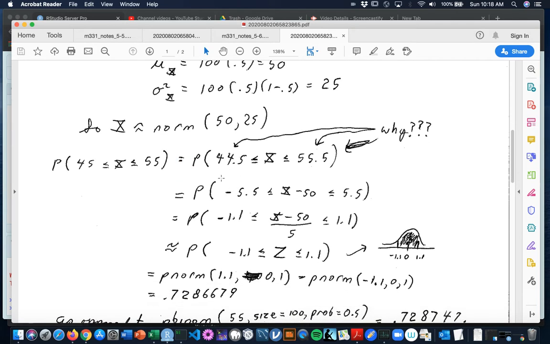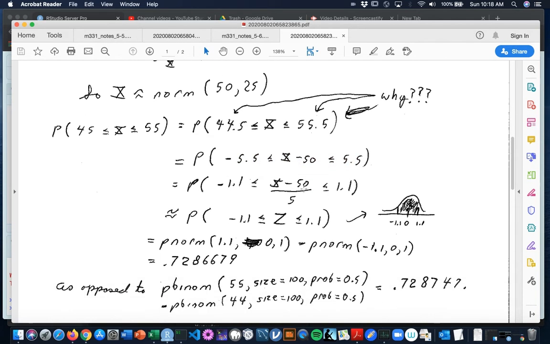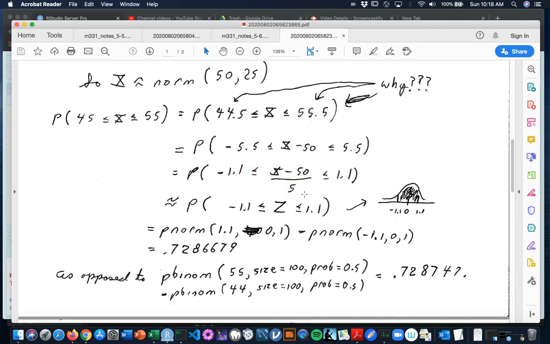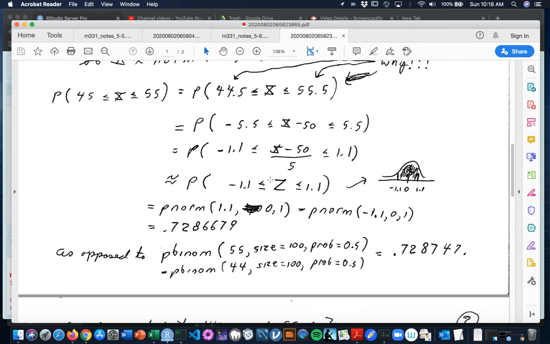Nor am I going to change my probability when I subtract 50 from all three sides of that inequality and divide all three sides of that inequality by 5. The event's the same, the probability is the same. But what I've got now is X minus its mean over its standard deviation in the middle. And the central limit theorem says that's approximately a standard normal. So if I replace it with something that's exactly standard normal, I should get about the same probability.